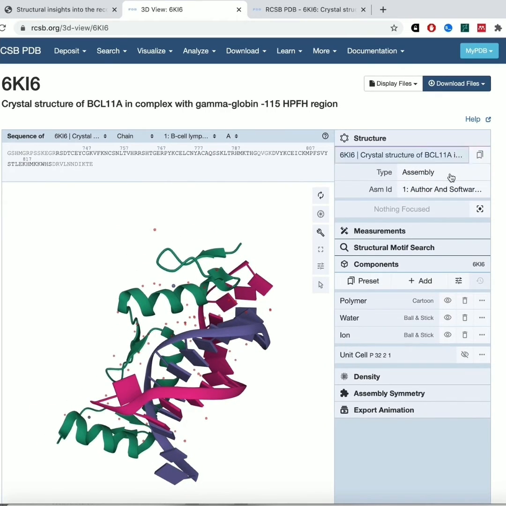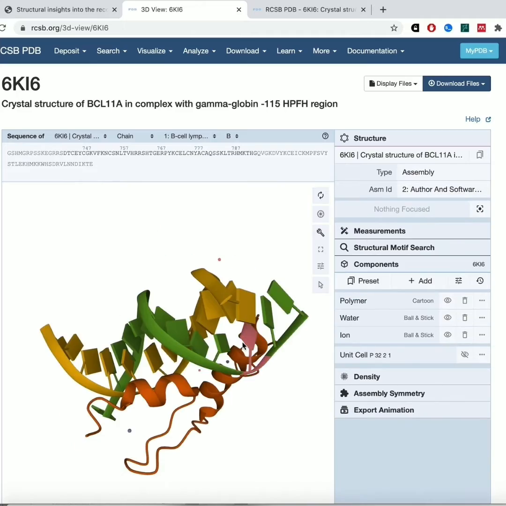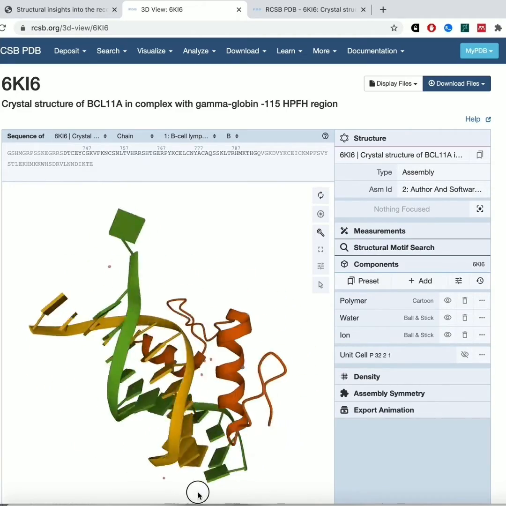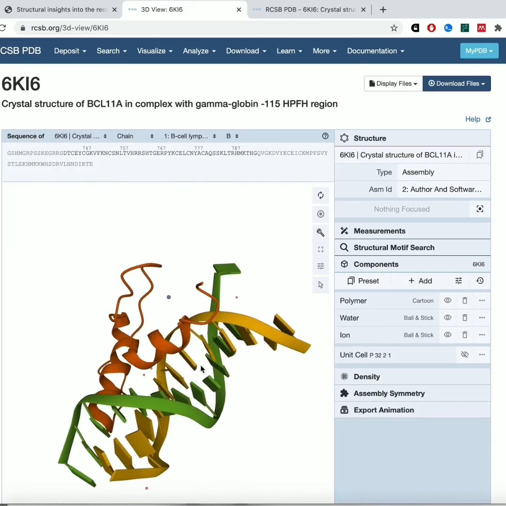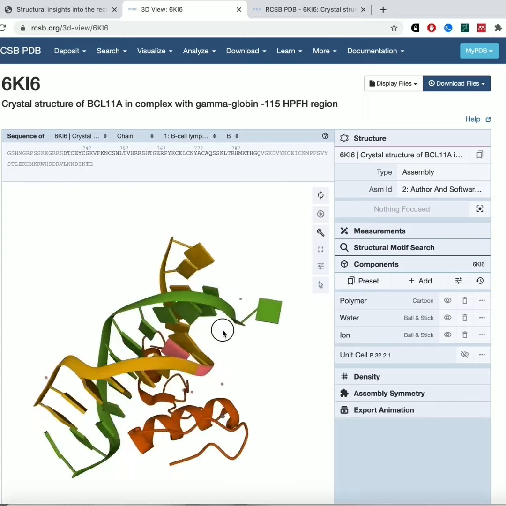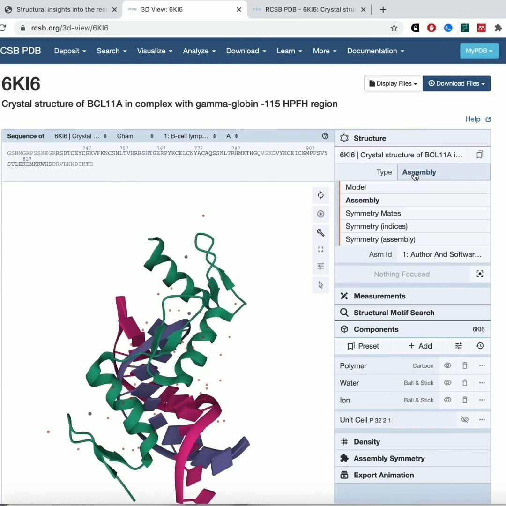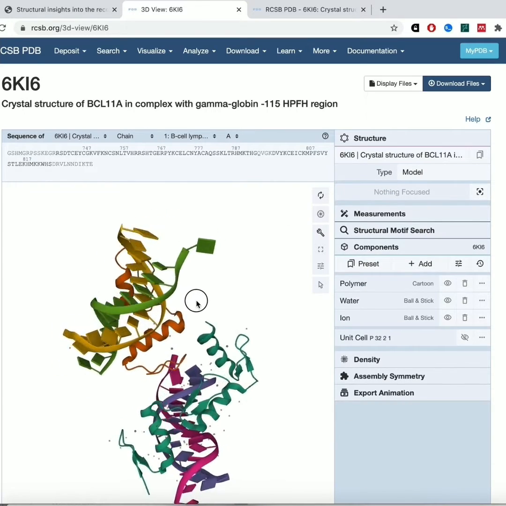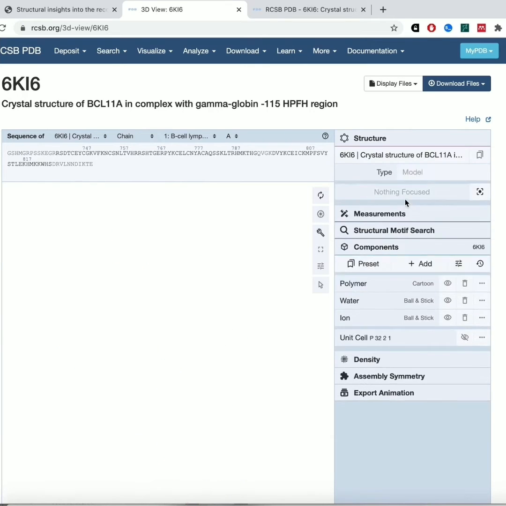We can choose what we're looking at. If we go here to the assembly ID, and we wanted to look at the second one, you can see that this one is slightly different, and less of the protein is actually visible. So how did they determine what is visible or not? You can also look at symmetry. If I look at model, we see them both. So let's go back to the better looking one.